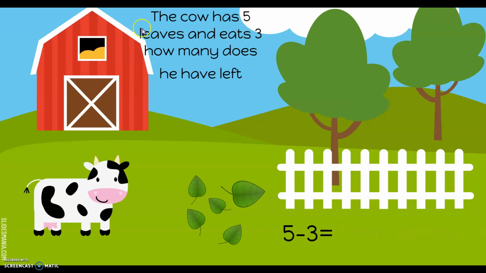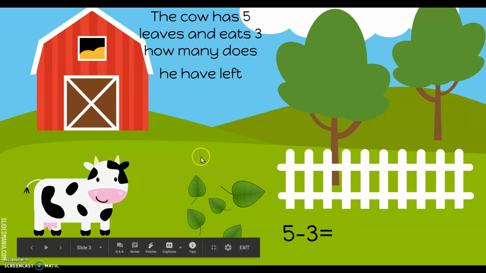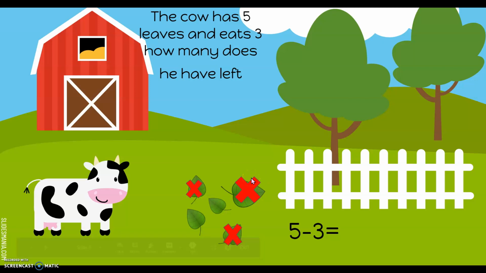The cow has 5 leaves and eats 3 leaves. How many leaves does he have left? So what you have to do is you have 5, and then you have to take away 3 of them, and then what do you get? You get 2. That's correct.